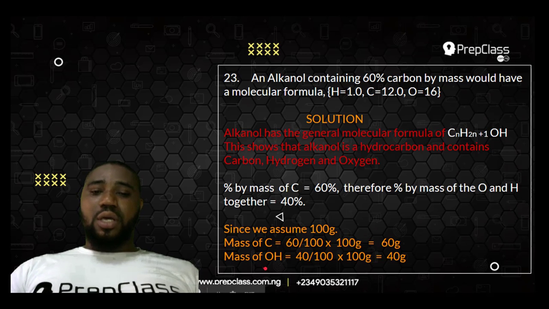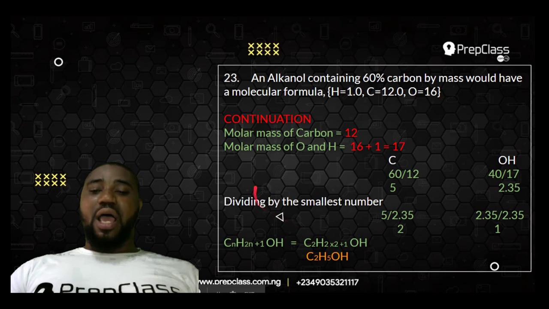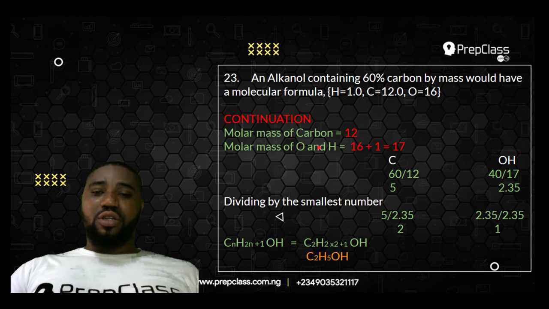That is 60 grams. And for hydroxyl, OH, the hydrogen and oxygen together, that is 40%. That's 40 over 100 times 100 grams, which gives us 40 grams. In continuation, we will be using the molar masses of each of the elements. Carbon has a molar mass of 12, oxygen is 16, hydrogen is 1. Adding oxygen and hydrogen together gives 17.